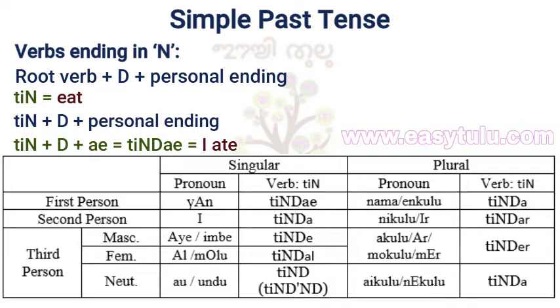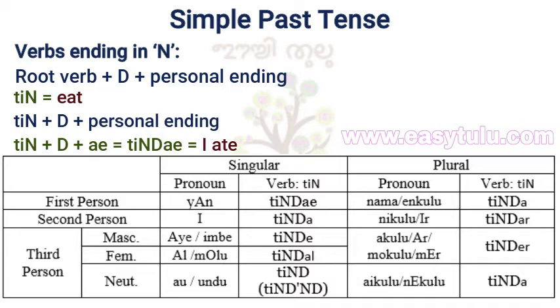Au or undu tindandu, it ate. In spoken Tulu, it is just pronounced as tindu instead of tindandu. Nama or enkulu tinda, we ate. Iru or nikulu tindar, you ate. Akulu, mokulu, aru or meru tindir, they ate. Nekulu or aikulu tinda, they ate.